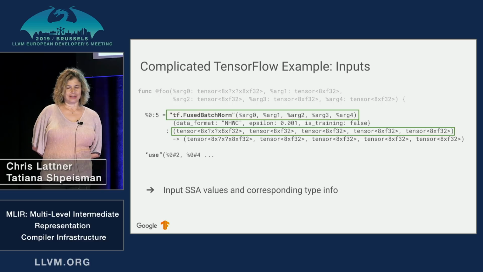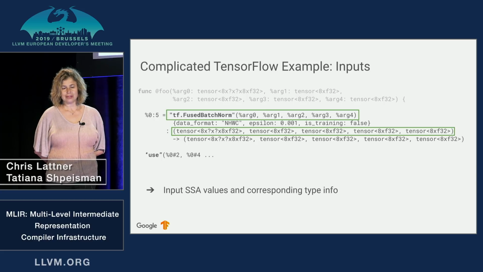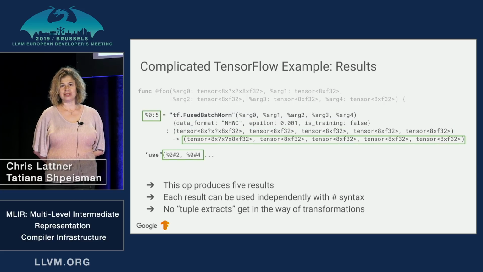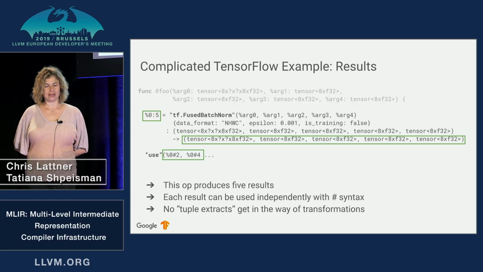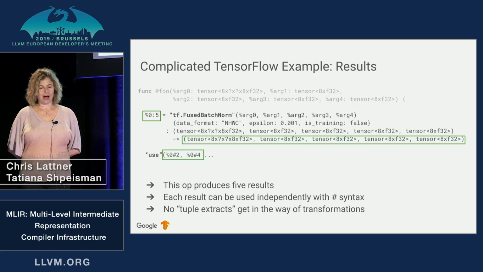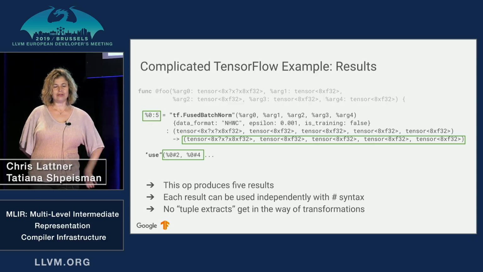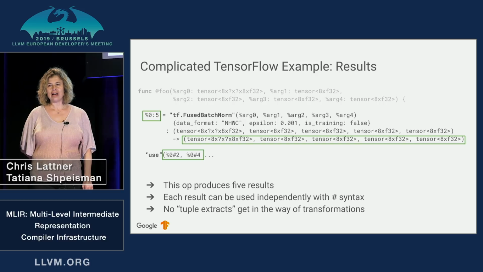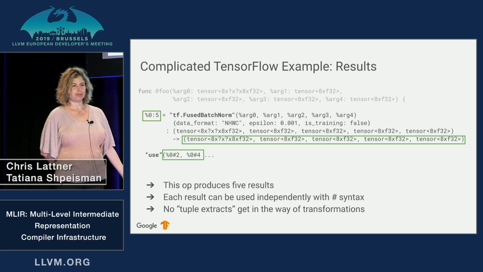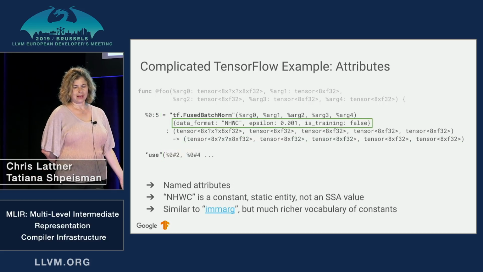You can see it has 5 arguments, and the types of these arguments are specified afterwards. Question mark means dynamic dimension. So we support both dynamic dimensions and dynamic ranks. Results are also fully typed. And if you notice, %0:5, this is not a tuple. These are 5 separate results, so we don't need to extract anything from tuples to operate on them.